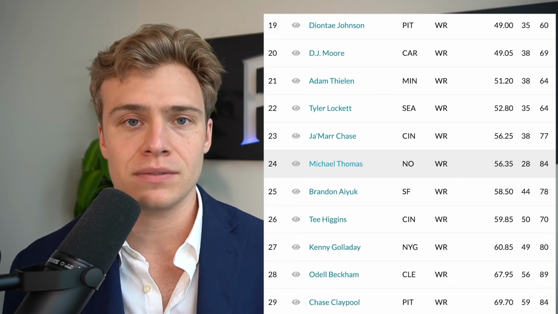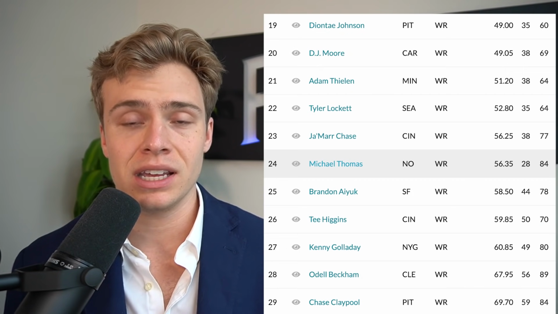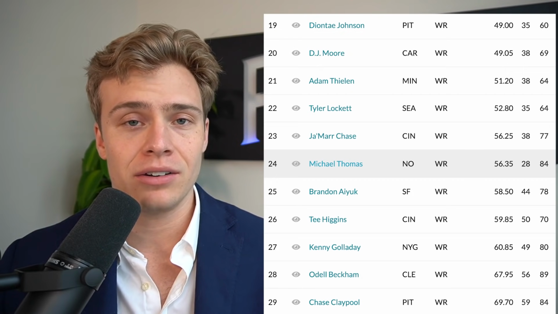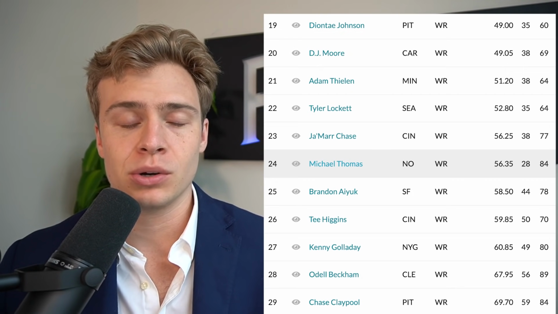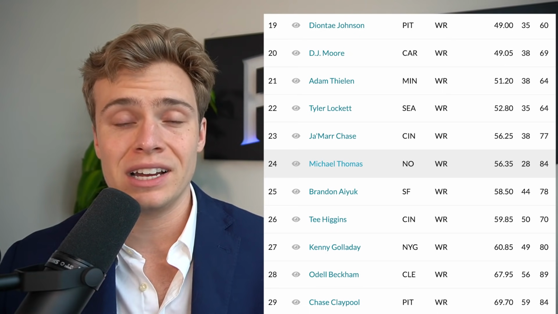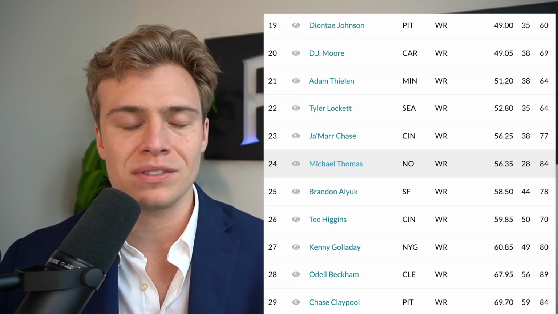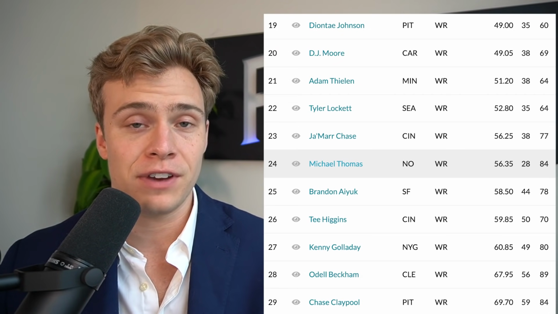I think that you actually have to lower Michael Thomas down even further. I personally think that we are going to be lowering him down to the wide receiver 30. So if your league is drafting Michael Thomas in the same exact range of an Adam Thielen, a Tyler Lockett, a Ja'Marr Chase, a Brandon Aiyuk, those players are currently going behind Michael Thomas in high stakes redraft leagues. I think that you actually look to fade him.